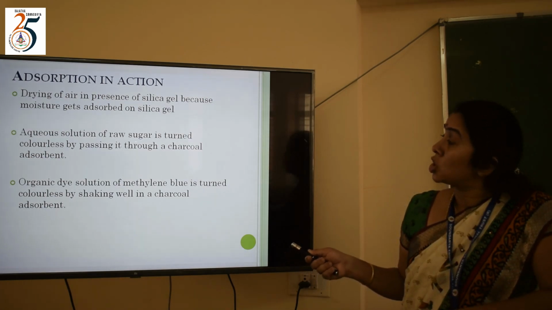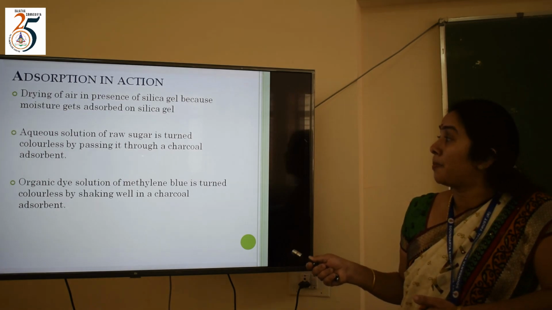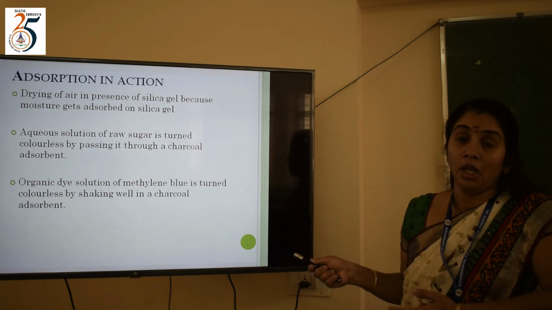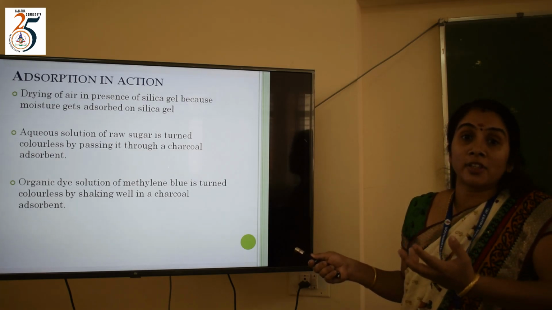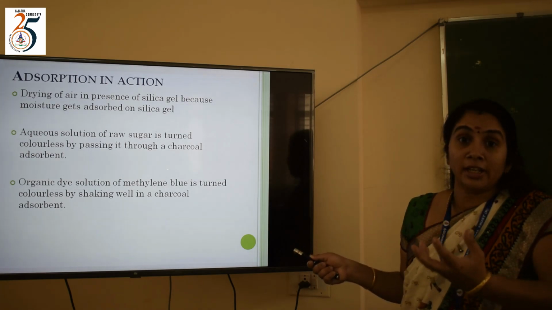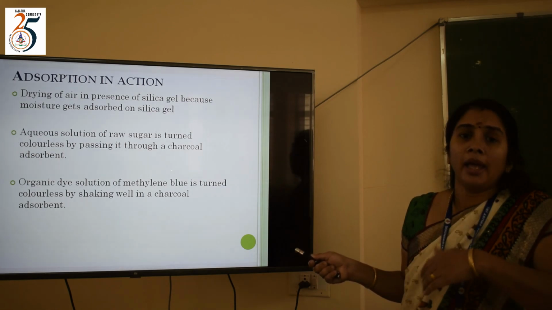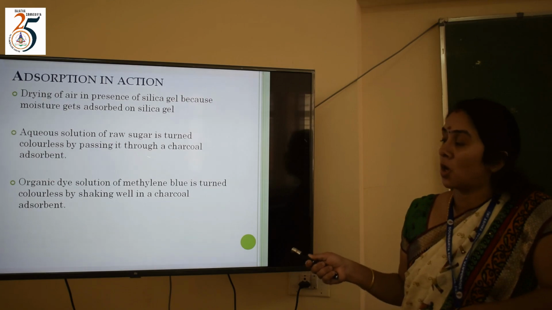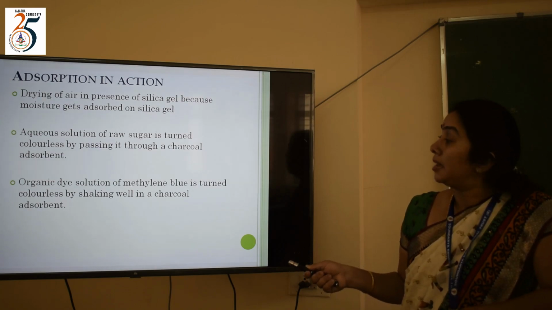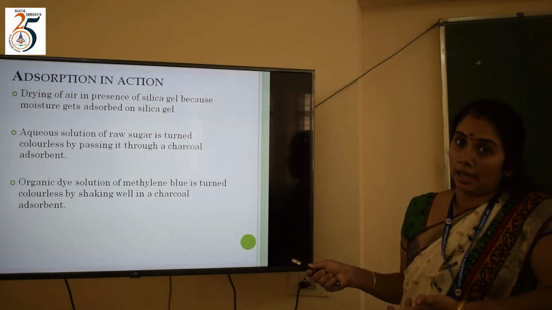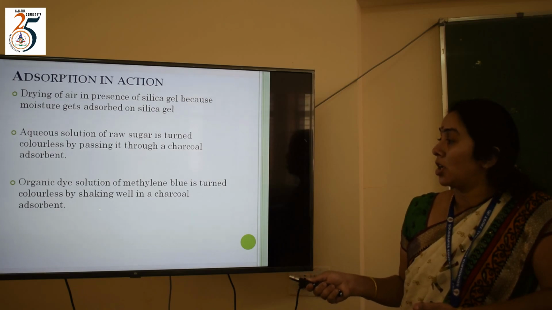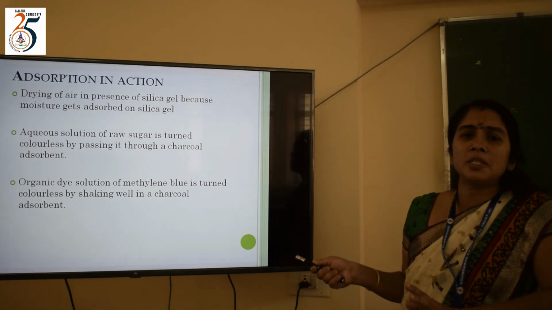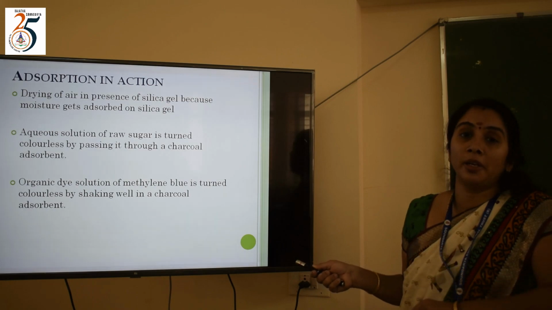Then, the aqueous solution of sugar is turned colorless by passing it through a charcoal adsorbent. You know that sugar is manufactured from sugarcane, the jaggery, which is brown in color, and to make it colorless, the solution is passed through charcoal adsorbent. Similarly, methylene blue dye is also turned colorless by passing through charcoal adsorbent. These are common examples where we can see the adsorption phenomenon around us.